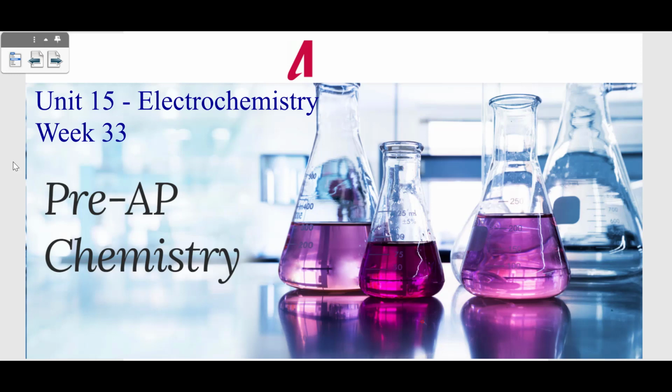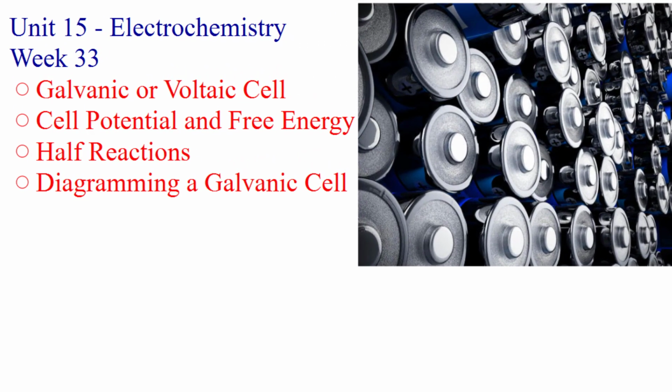This is the final video for pre-AP Chemistry. This is the final unit, Unit 15, Electrochemistry, Week 33. Again, this is it. This is the whole shebang that you got. We're going to be taking a look at galvanic and voltaic cells, the cell potential and free energy. We're going to be taking a look at half reactions and diagramming a galvanic cell.